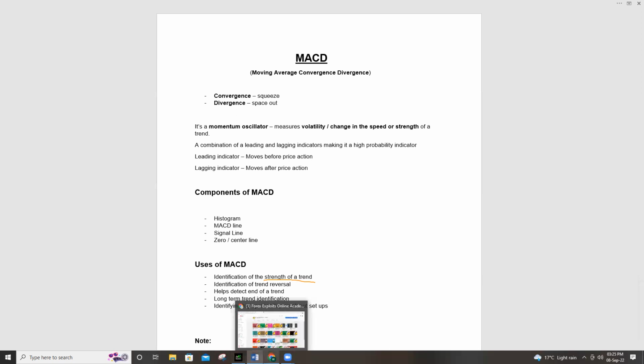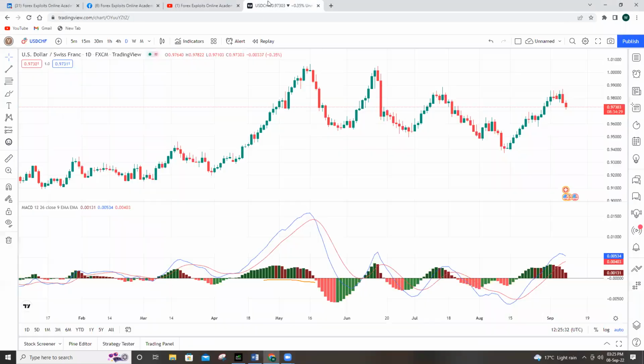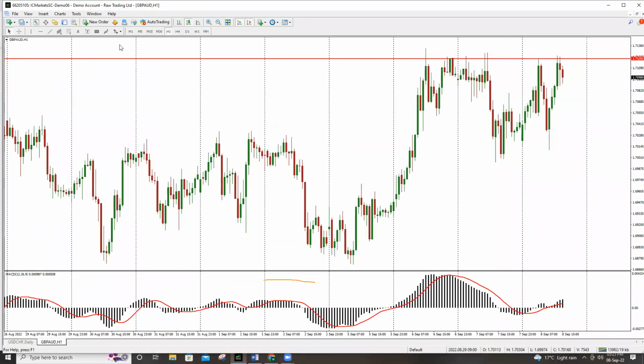So let's get to a chart that makes more sense. So now we have this chart. Let's go to MT4. So this is MT4. This is the pound against the Australian dollar. I've already marked my resistance point. See this resistance point. Now on my MACD here, you want to see how the market is moving towards your resistance. So this resistance has already been created because of all these rejections.